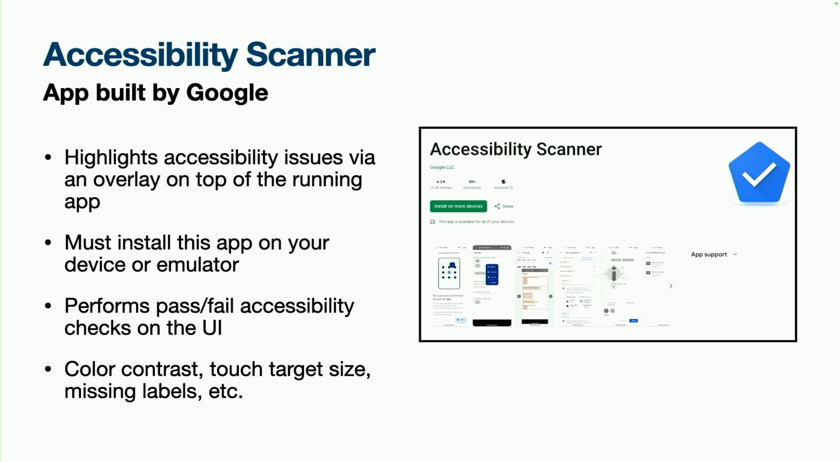So we can use the same tools like Accessibility Scanner that we would use to test the accessibility of our regular Android apps. This is just an app that Google provides that you can install on your device or emulator, and it will provide overlays if there are any accessibility issues, sort of in a pass-fail way, covering things like color contrast or touch target sizes, or if there are any missing labels.